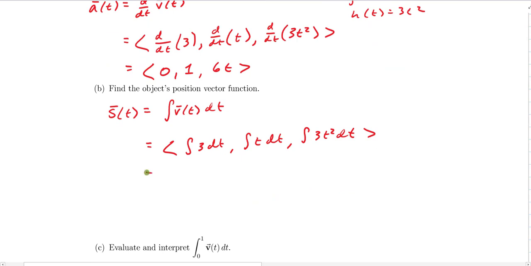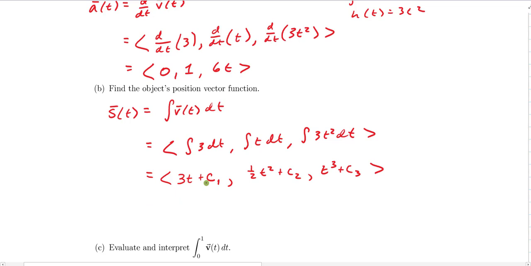And then what do we do when we get this? Well, this would give us 3t, and then we'd have a constant here. In Calc 1, we just put a constant there. What I'd like to do is put a subscript of 1 there, and you'll see why in just a moment. When we take this antiderivative, we will get 1/2 t squared, and I need to put a constant there, so I'll put c2. And when I take this antiderivative, I get t cubed plus a constant.